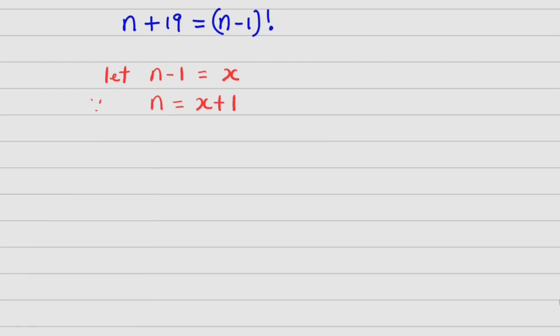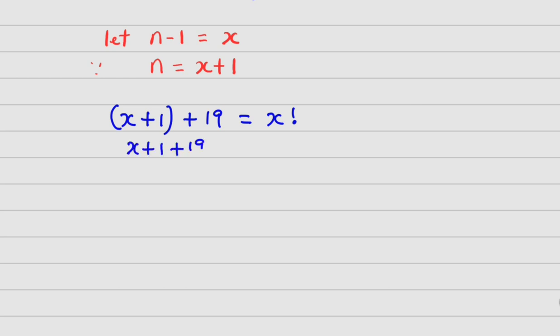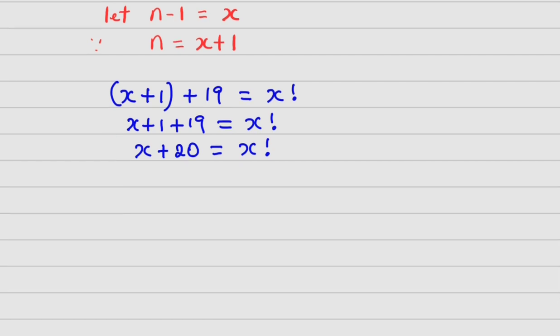Since I've said this, then I'll take it back into my expression. So in place of n now, I'm going to have x plus 1, then I have plus 19 will now be equal to x factorial, because n minus 1 is equal to x. Now, opening the bracket, it is x plus 1 plus 19 is equal to x factorial. So x plus 20 is equal to x factorial. Now, this expression is very okay, and it will help me to get my value of x. And if I can get x, I can get n.